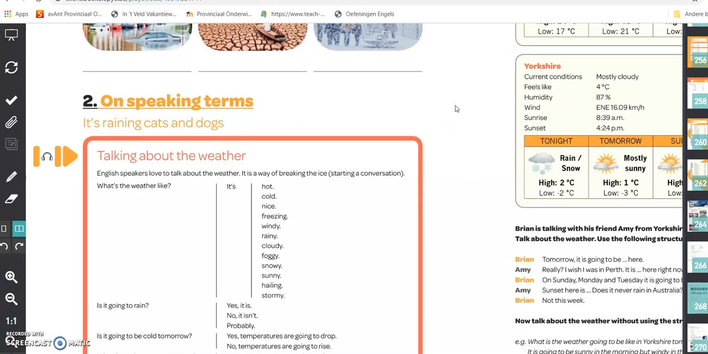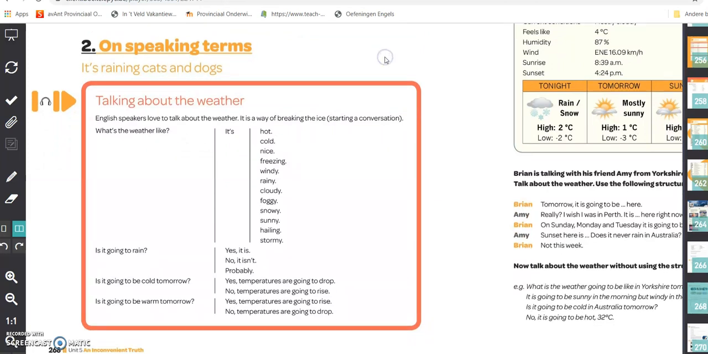Then, talking about the weather. So a popular expression is it's raining cats and dogs. This means dat het eigenlijk pijpenstelen regent, dus heel hard regent. So English speakers love to talk about the weather. It is a way of breaking the ice, starting a conversation. Yes? So what do you have to ask? Which question do you have to use? What's the weather like? Yes, so don't forget like. And then you use a form of to be. It's hot, cold, nice, freezing, windy, rainy, cloudy, foggy, snowy, sunny, hailing, or stormy.